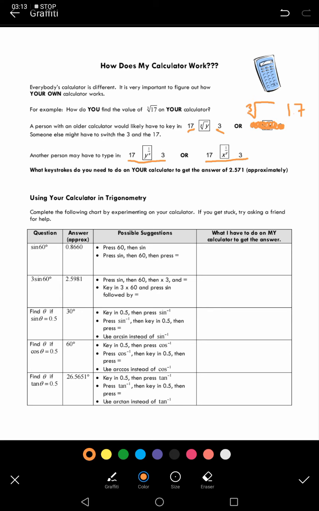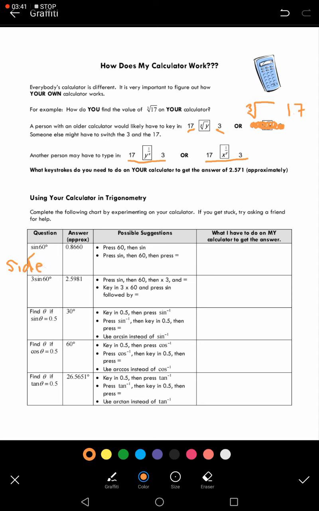Okay, so this is a chart here. It has a question, the answer you should get, possibly what you're going to type in on your calculator, and then you're going to fill in that last column with specifically what you need to type in on your calculator to get the right answer. So if we are asked to find sine 60 degrees, so that's something we would use if we're looking for a side length.